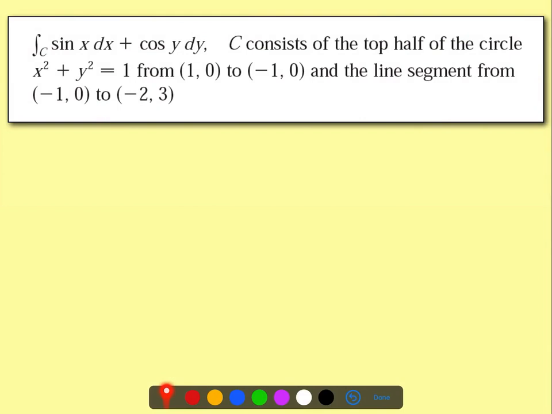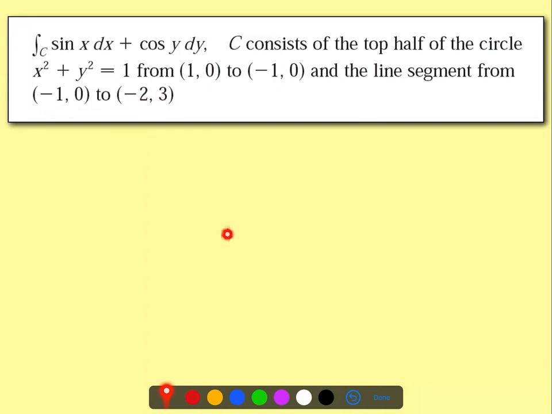Let's do another example. This one's from a book. We want to integrate sine x dx plus cosine y dy, where c is the top part of a circle of radius 1 centered at the origin. We're going from (1, 0) on that circle to (-1, 0). And then we're going from (-1, 0) to (-2, 3).